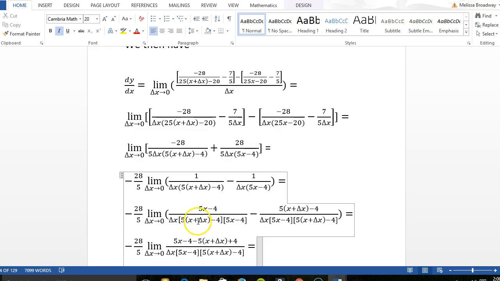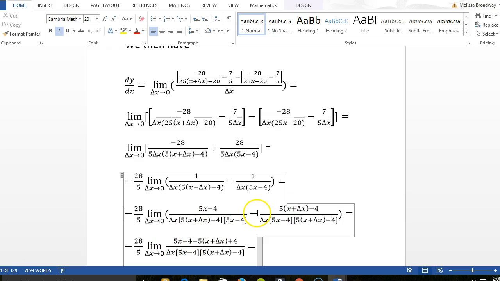But notice our denominators are the same now, because by commutativity, it doesn't matter what order I multiply them in. So I have the delta x, I have the 5 distributed over x plus delta x, and then separately minus 4. I have the 5x minus 4, and I have all that here. Nothing less, nothing more. So my denominators are the same, thank heaven. So I can bring this together carefully, though. Now this 5x minus 4 is good to go.